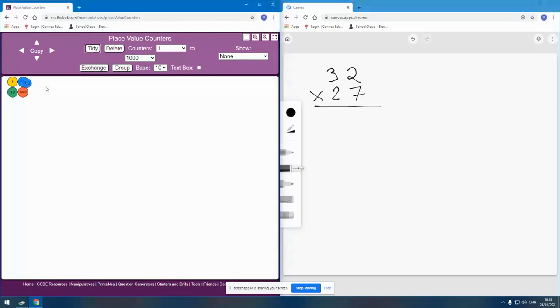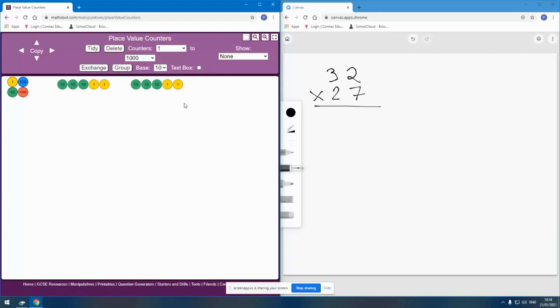So in order to do this multiplication, what I'm really going to have to do is do this twice. I'm going to have to set up a 32 to be multiplied by 20, and I'm going to have to set up a 32 to be multiplied by 7. And I might choose to set both up before I start, or I might choose to just set one up and do the multiply by 7 bit and then do the multiply by 20 bit, but I'm going to need these both at some point.